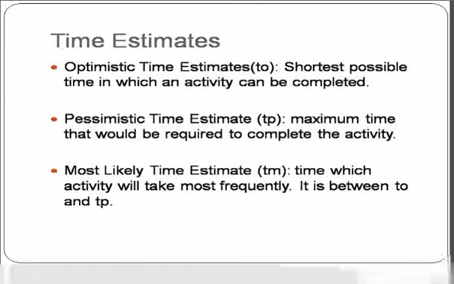Optimistic time estimate means the shortest possible time in which an activity can be completed. Next, the pessimistic time estimate, represented by TP, is the maximum time that would be required to complete an activity. Then the most likely time estimate is the time which the activity will take most frequently, between TO and TP. These are the time estimates.